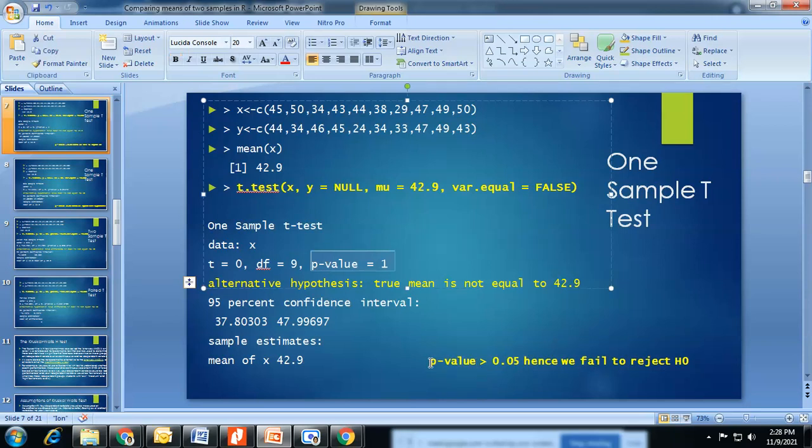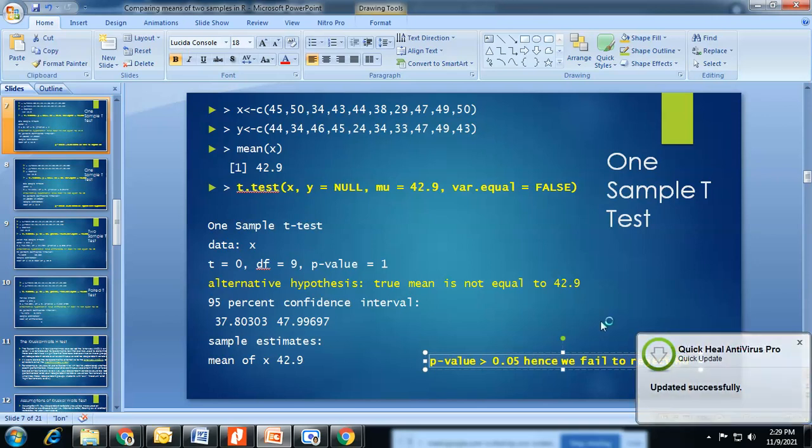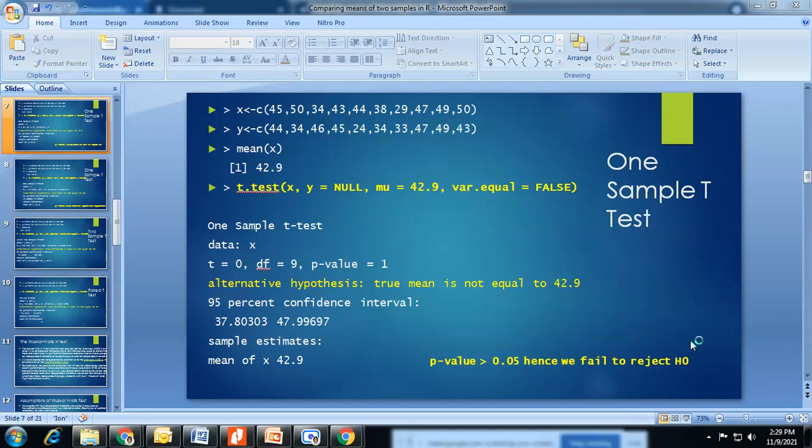So 1 is greater than 0.05. Can you see this yellow highlighted text? The p value is greater than 0.05, hence we fail to reject H0, or H naught, which is the null hypothesis. In short, we say that we accept the null hypothesis and reject the alternate hypothesis. This is how we interpret the result of the test.